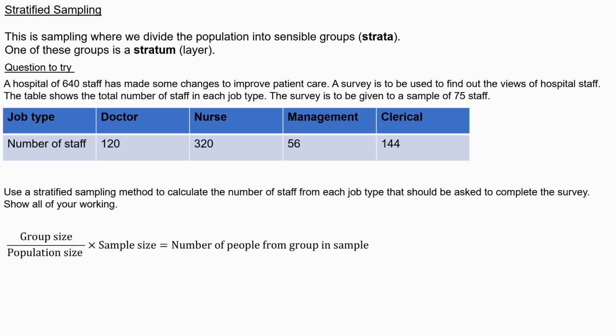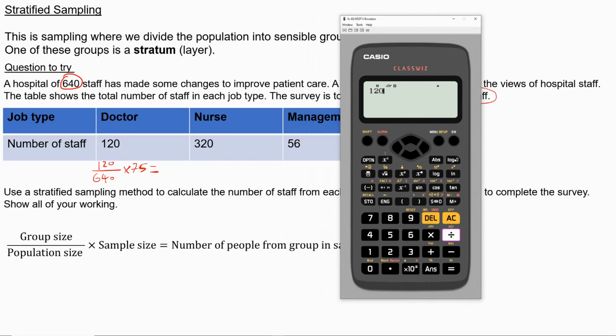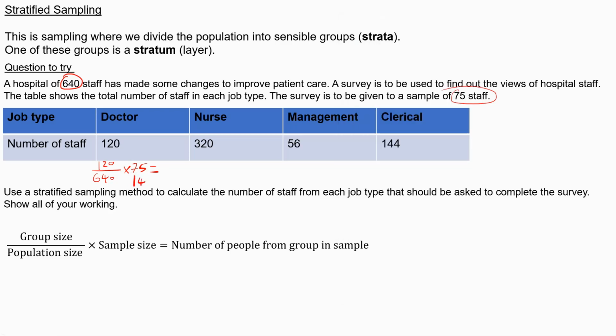So to work this out, we have 640 staff. We want a sample of 75. So to work out how many doctors ought to be in the sample, I need to do 120 out of 640 multiplied by 75. Which will give me 14.0625, and I'll leave it like that until I've calculated all of them.